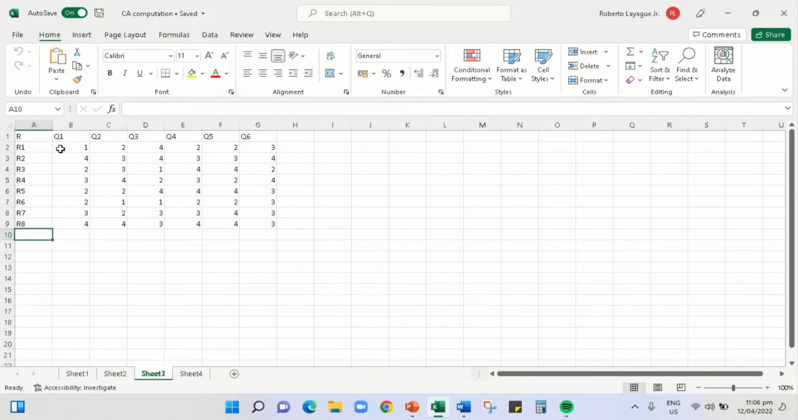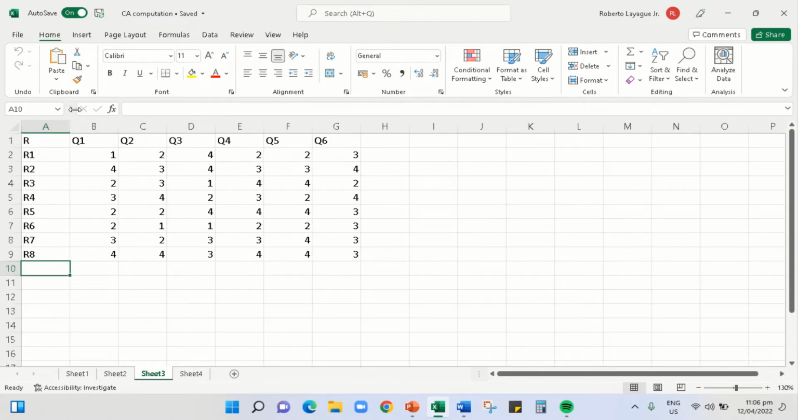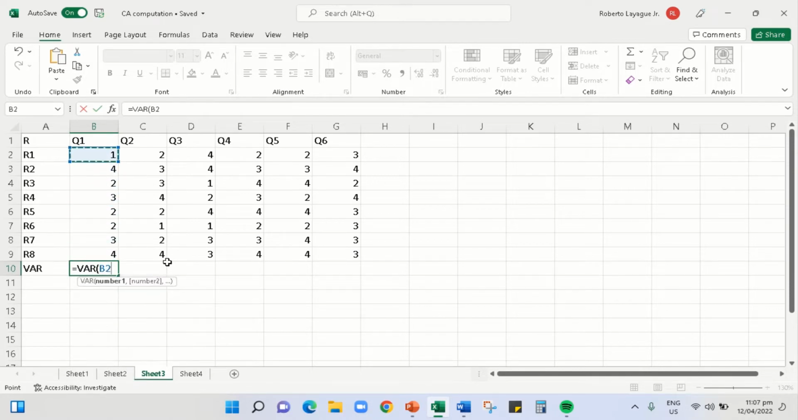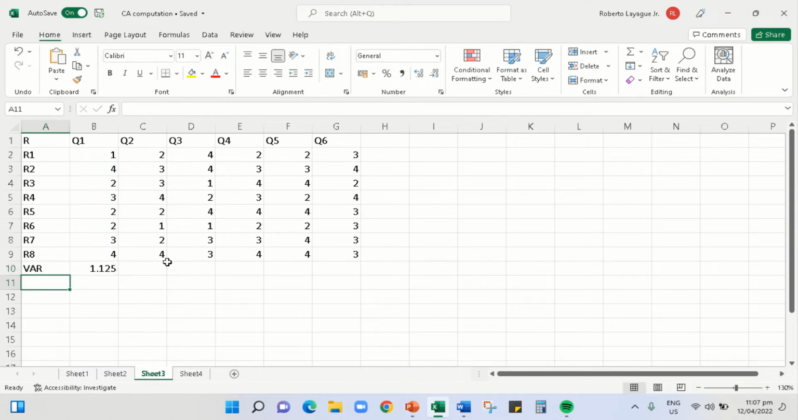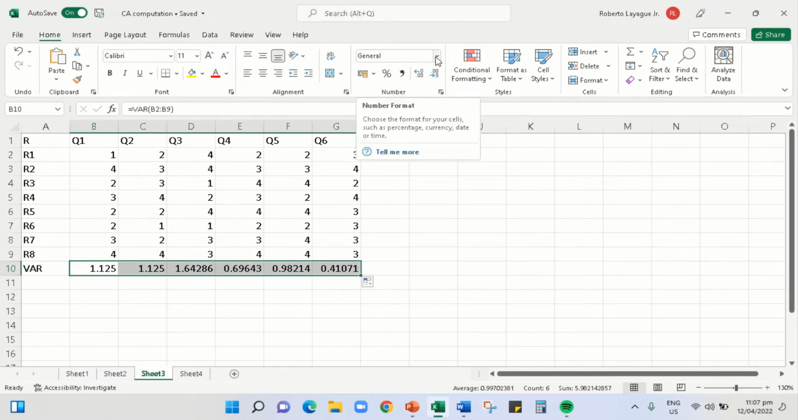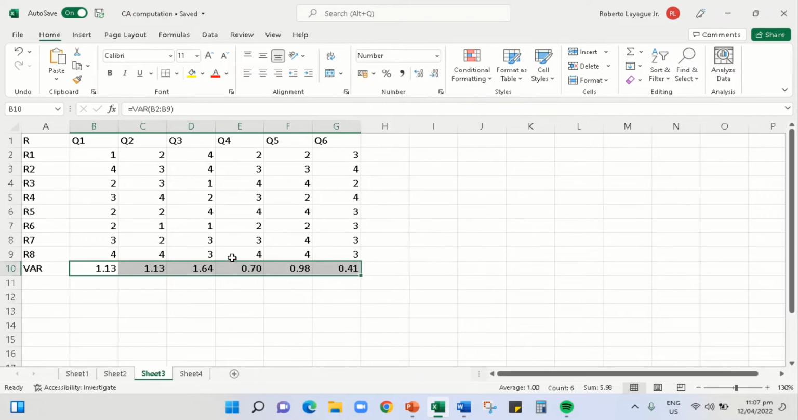Let me just explain our data. Let me make it a little bit bigger. We have question 1, question 2, question 3, question 4, question 5, question 6, and then respondent 1 to respondent 8. I'm going to get the variance of each question, denoted as var. I'm using the sample variance, var, selecting from the first going to the 8th, and then dragging it across. I'm using 2 decimal places. So that is now our variance.